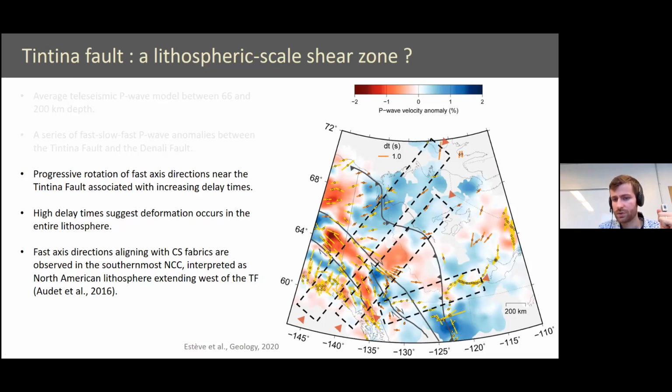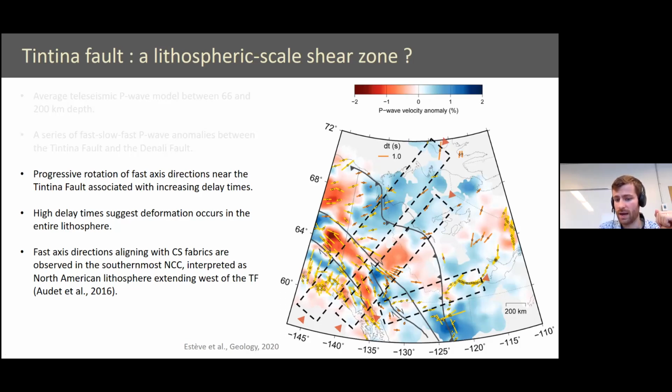And what we observe here along those three transects, the boxes represent the splitting that I'm going to plot in cross sections right after. On those two transects that are perpendicular to the Tintina and the Tenay fault, you see that the splits tend to rotate as we get closer to the Tintina fault. This is accompanied with an increase in delay time. For the stations on top of the Tintina fault, we see delay times of 1.5 to 2 seconds. And so that suggests that deformation occurs in the entire lithosphere.